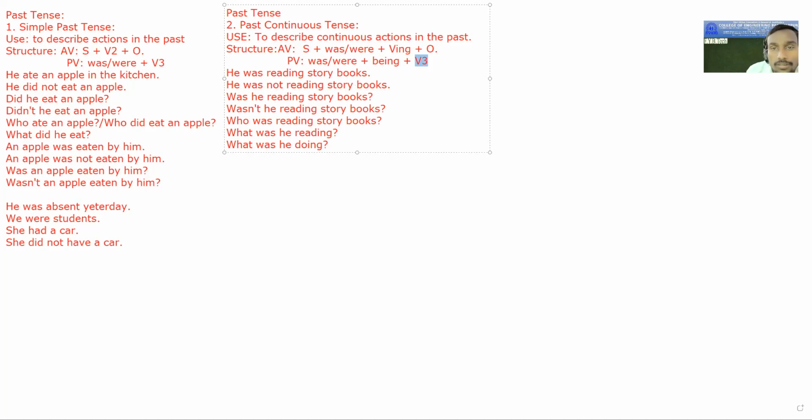Okay, so coming to the point now, let's discuss the passive structures here. The example is: he was reading storybooks. We want to make it passive now. So what is the object here?